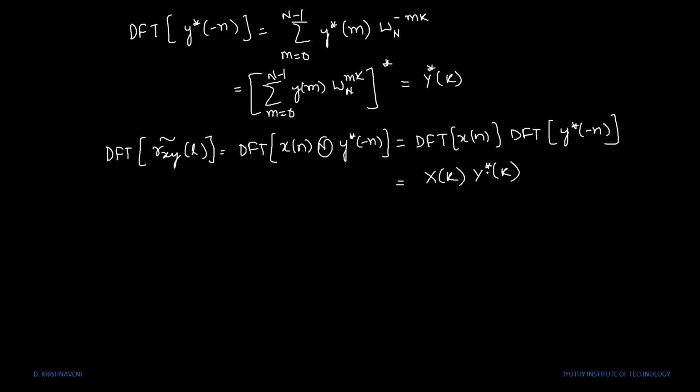So instead of Y of k, if I write X of k for autocorrelation, obviously X of k into conjugate of X of k we will get, that is a plus jb into a minus jb, which is a square plus b square. So that is equal to magnitude of X of k whole square.